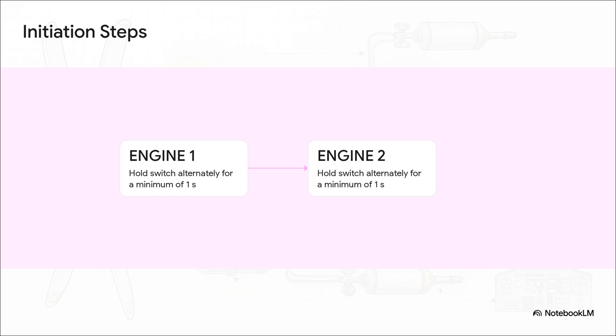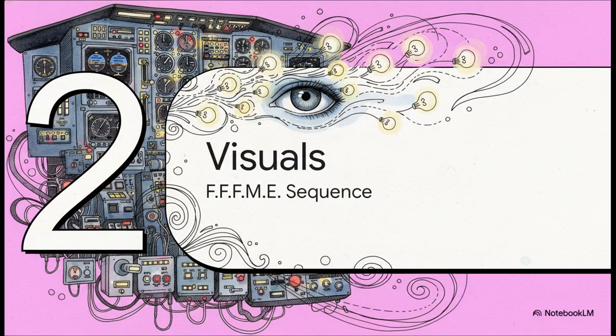And hey, it's not a simultaneous action for both engines either. The manual specifically dictates that you hold them alternately. So you hold the Engine 1 position for that minimum of 1 full second, and then you hold the Engine 2 position for a minimum of 1 second. That deliberate 1 second hold, that's exactly what tells the aircraft systems, hey, this is a commanded test. Moving right along to Section 2, visuals, the FFFME sequence.